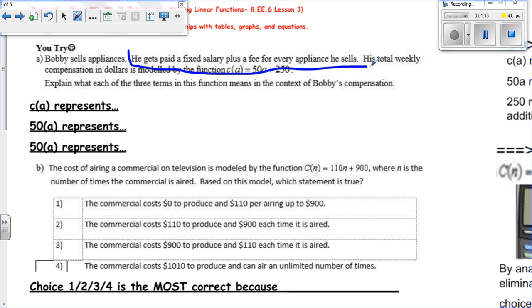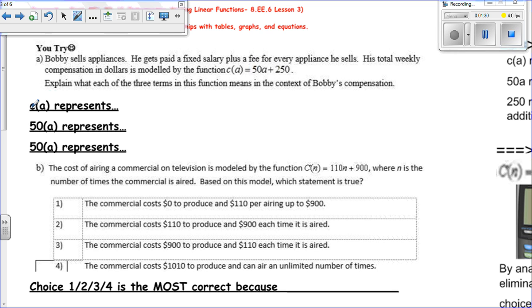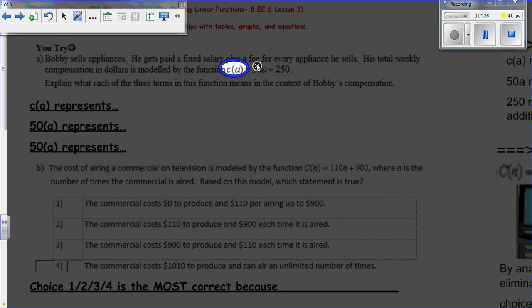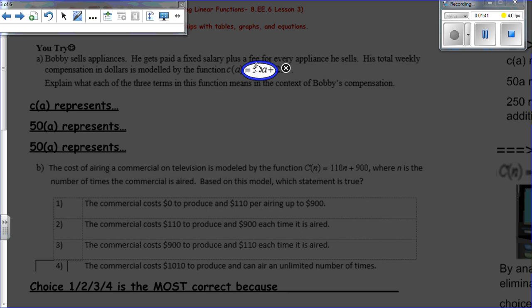What does it actually mean? What we've got to figure out is C of A. What does C of A mean? And after C of A, what does 50A mean? And finally, not least, what does this 250 mean? So that's what we're going to endeavor to do. Take about 30 seconds and tell me, what do they mean?